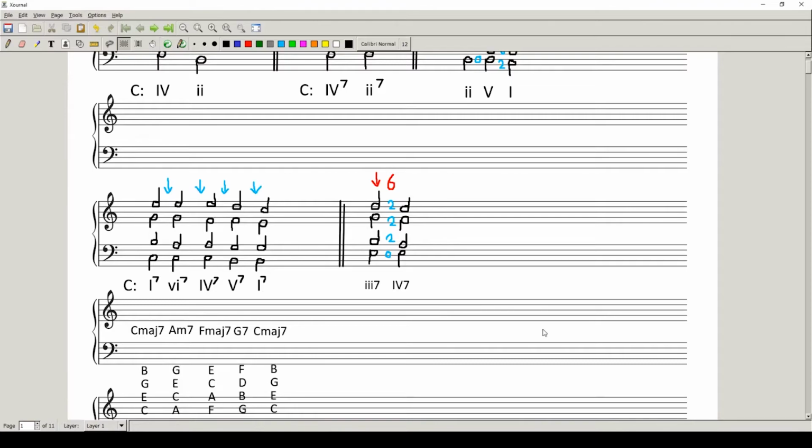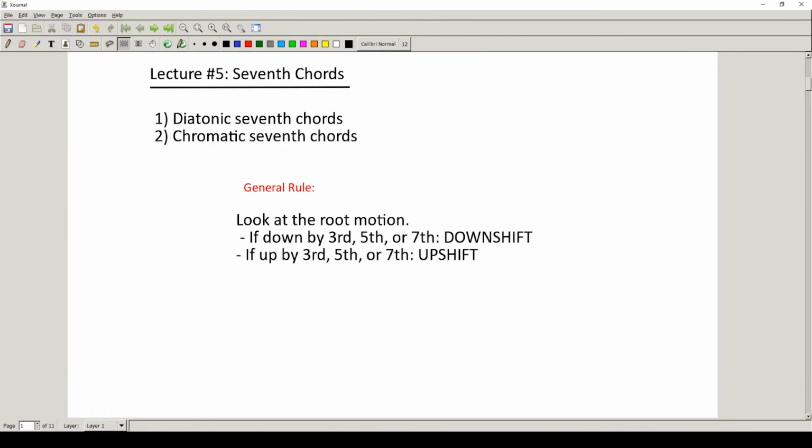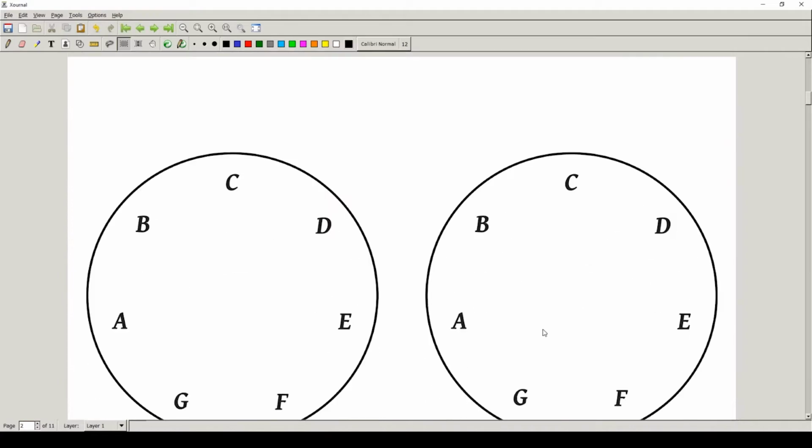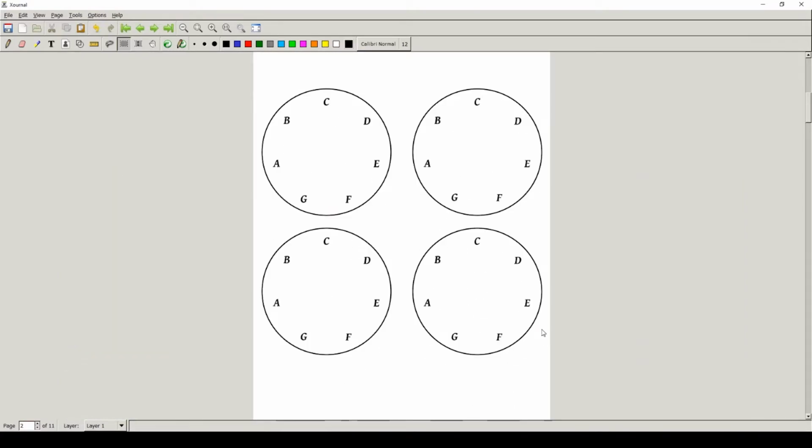I think the next thing that we should ask is, why does this work at all? Why do seventh chords within a key follow the same rule as triads within a key? And this is probably the most abstract theory that we're going to do. I think it helps to visualize it. So again, the question is, why does the same rule predict both triads and seventh chords? And to answer that question, I want to visualize it on the following kind of diagram.